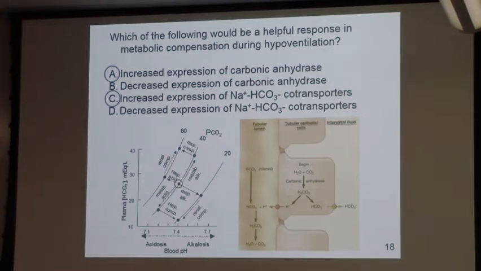Looking at the Davenport diagram, if you have hypoventilation, which is respiratory acidosis, you compensate for respiratory acidosis by increasing the plasma bicarbonate. Yep. So in order to get to the bicarbonate, you need to have carbonic anhydrase create more carbonic acid, which would then turn into bicarbonate.